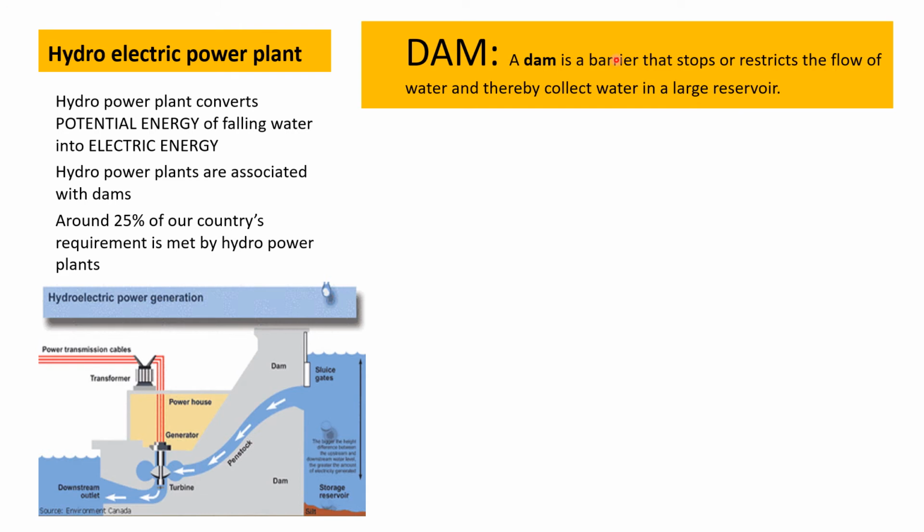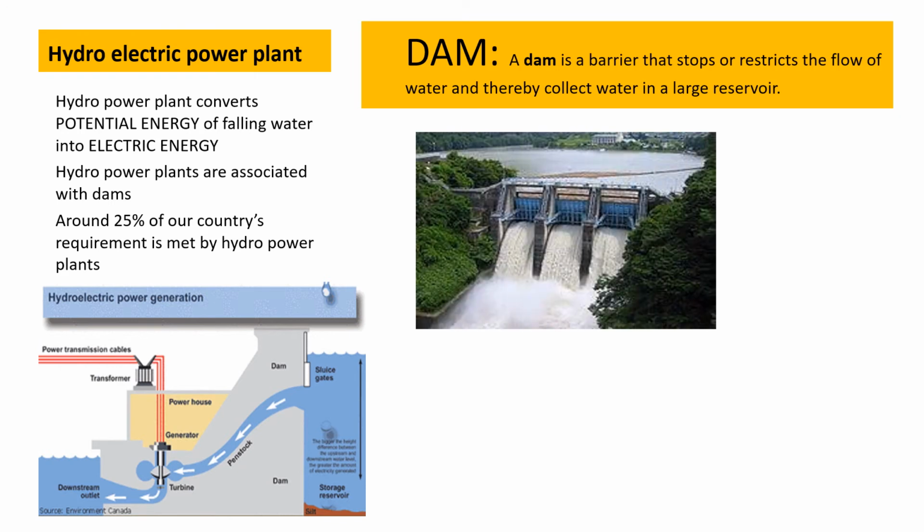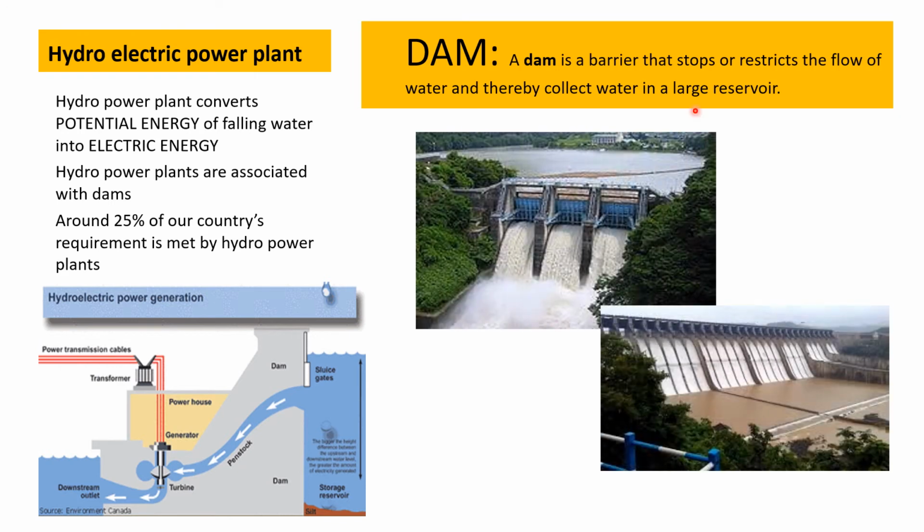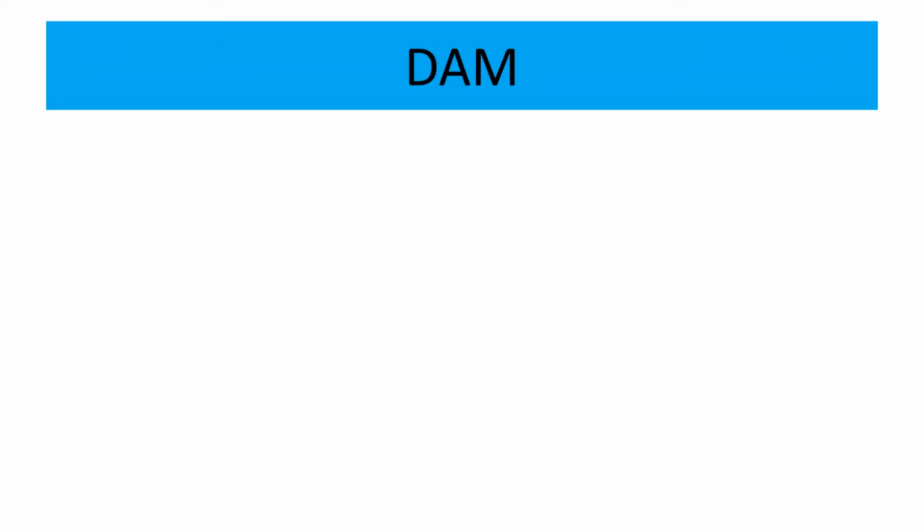So a dam is a barrier that stops or restricts the flow of water by collecting the water in a large reservoir. Okay, how does it stop it? It collects it. So basically it is a barrier that stops the flow of water by collecting it in a big reservoir. So this is a dam. As you can see, these are the dams. The water flow is stored here, and whenever required we use it. We'll see the whole power plant right now.